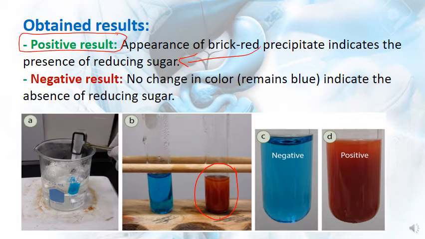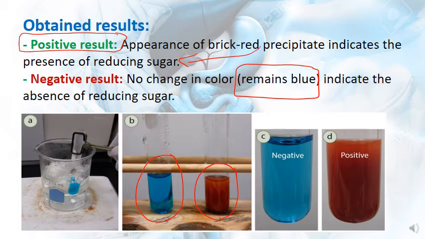What is the negative result? The negative result is that no change in color will appear. So the color will remain blue as the color of the Fehling solution. Whenever we have a blue color, this is a negative result. So there is no reducing sugar.